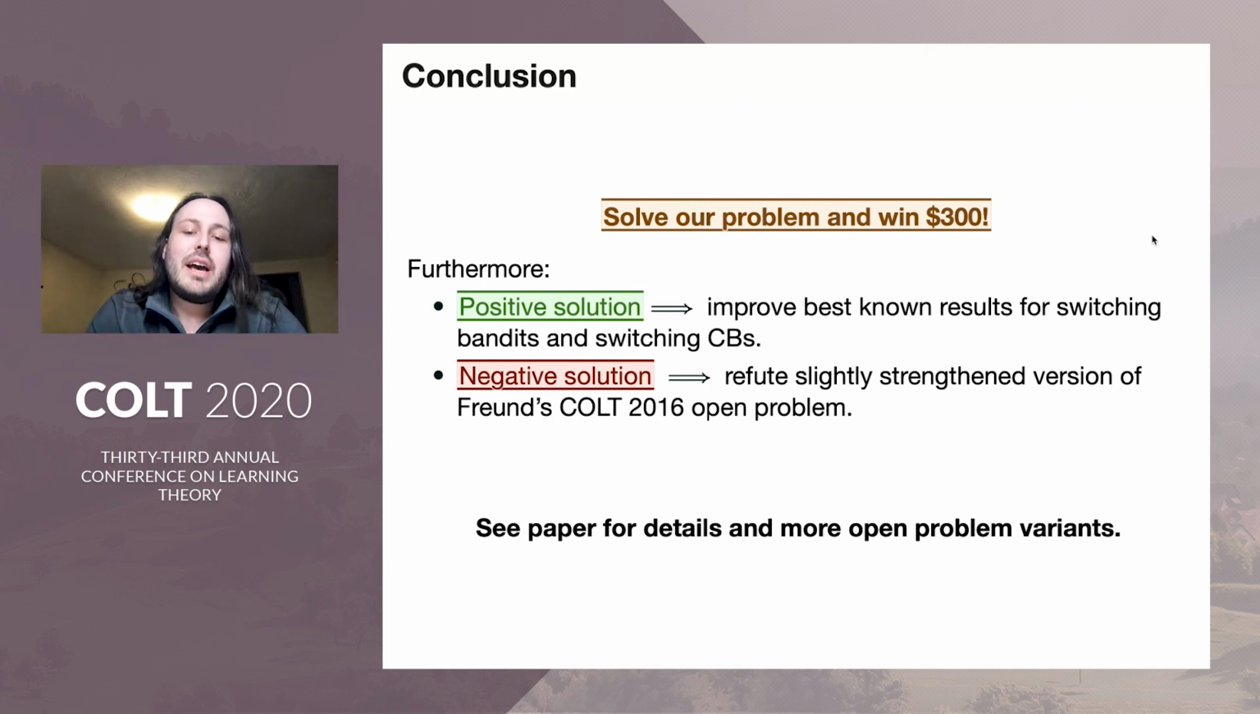On the negative side, if you can show that our open problem is impossible, this will also refute a slightly strengthened version of a COLT 2016 open problem by Yoav Freund about second-order regret bounds in online learning. So if this is interesting to you, check out the paper for more details.